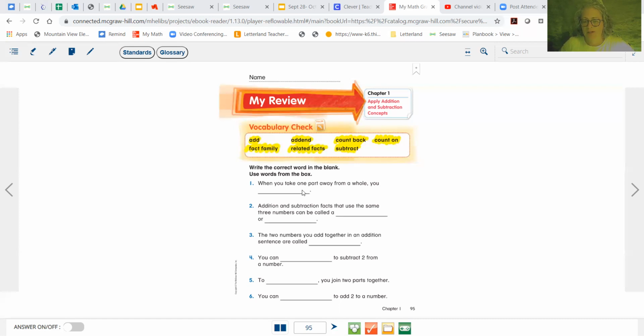We're going to first look at the vocabulary check. These are all the words that were highlighted when we were doing the see and show on all our lessons this week, this chapter. We've been on this for about 2 weeks now. So the directions say, write the correct word in the blank. Use words from the box. Okay, so here's the words from the box. We have add, fact family, addend, related facts, count back, subtract, count on.